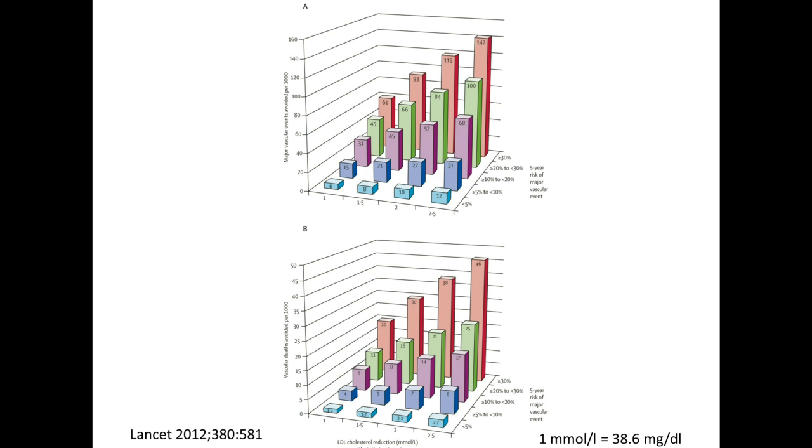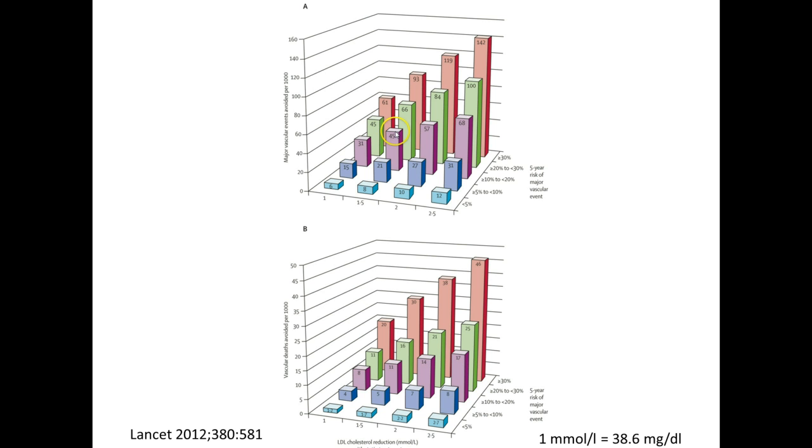Now, this is a graph from that CTT meta-analysis, and what I think is important is, on the side here you can see these are major vascular events, and these are vascular deaths down this lower graph. These are amounts of LDL lowering in millimoles, and I put down here that each millimole equals about 40 milligrams per deciliter of LDL cholesterol. Along the sides of the graphs are the risk categories of patients from low risk all the way up to very high risk. And these bars with the numbers in them show the number of events averted by statins.